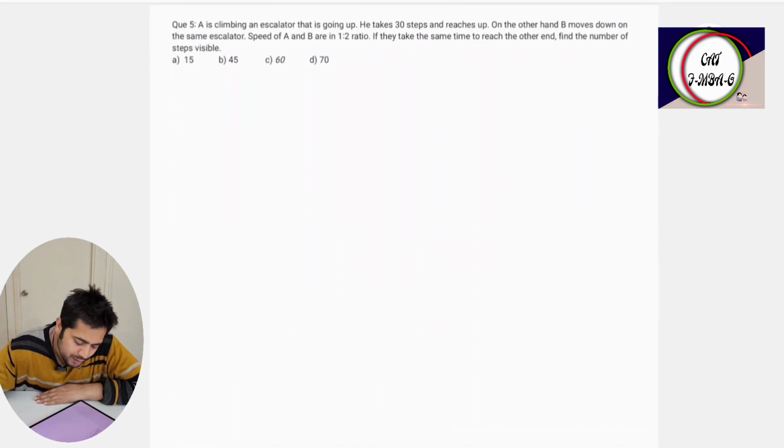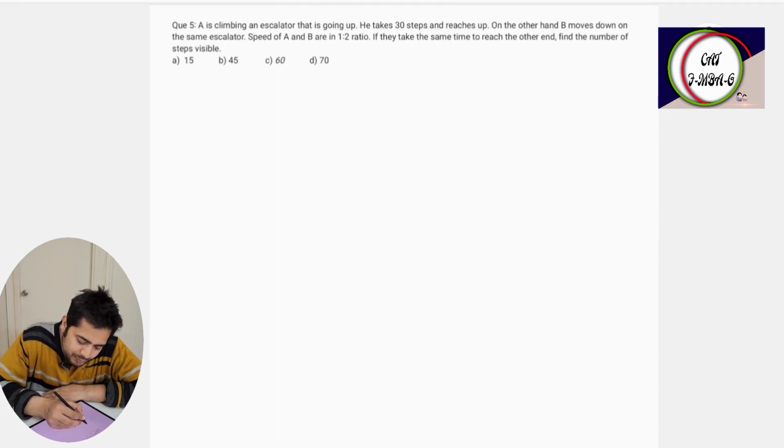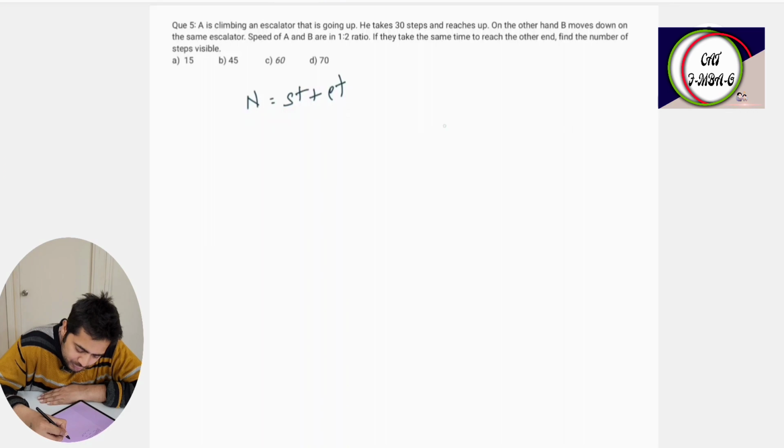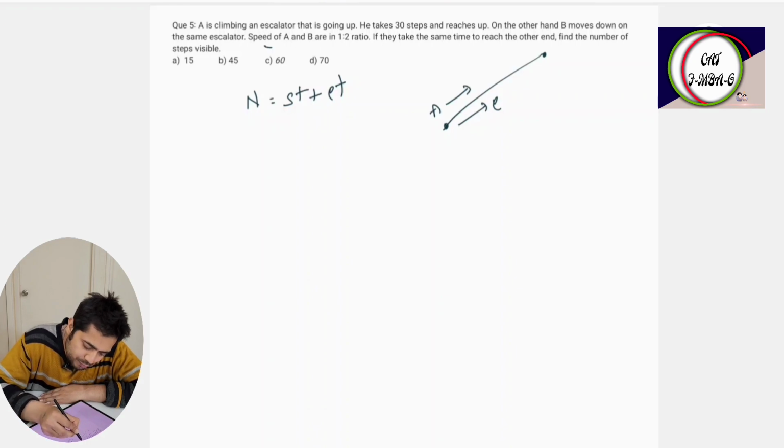Question number 5. A is climbing an escalator that is going up. He takes 30 steps and reaches the top. N is equal to ST plus ET. The escalator is going up and A is also going up. The speeds of A and B are in the ratio 1:2, so A is 1x and B is 2x.